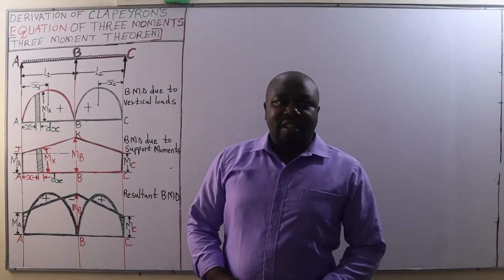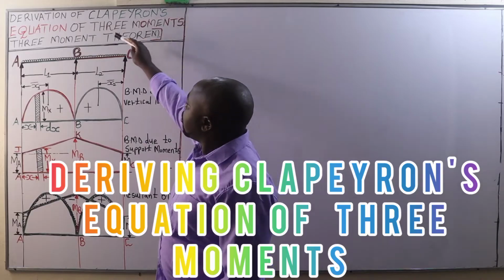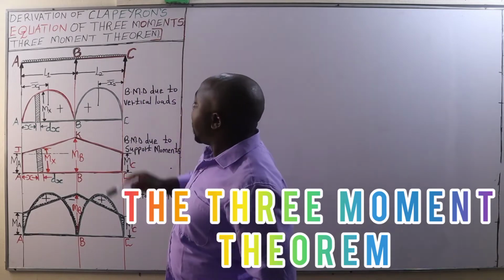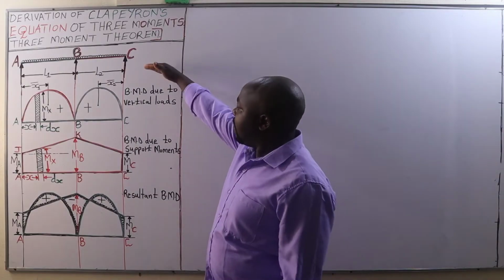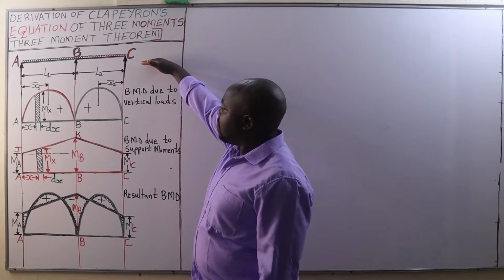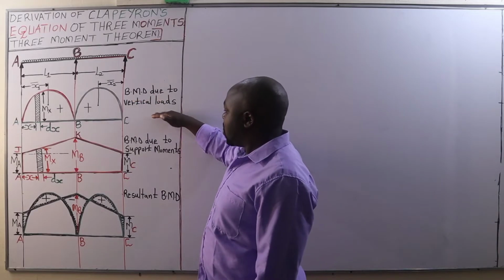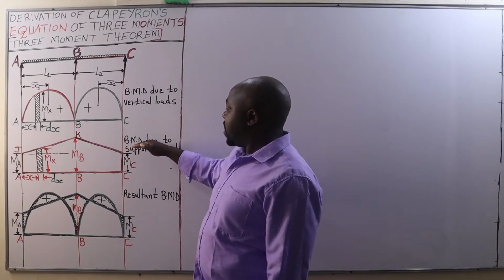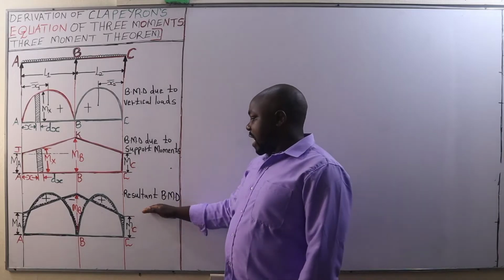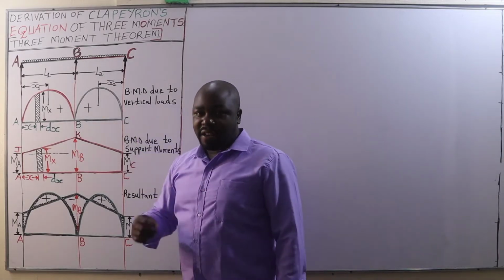Welcome back to today's lesson, and today we are going to derive Clapeyron's equation of three moments, or in other words what we call the three-moment theorem. In this case we have four diagrams on our board. The first diagram shows a continuous beam, the second shows the bending moment diagram due to vertical loads, the third shows the bending moment diagram due to support moments, and the fourth is the resultant bending moment diagram, that means the combination of these two bending moment diagrams.